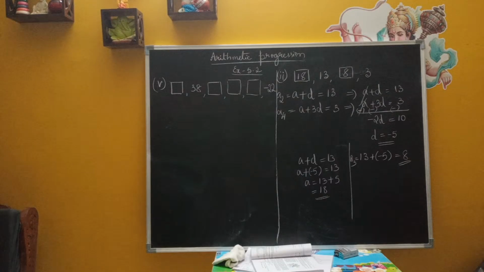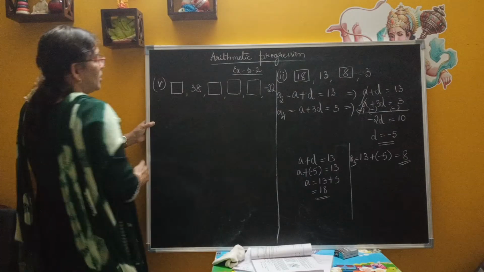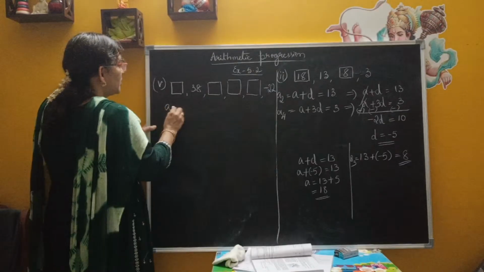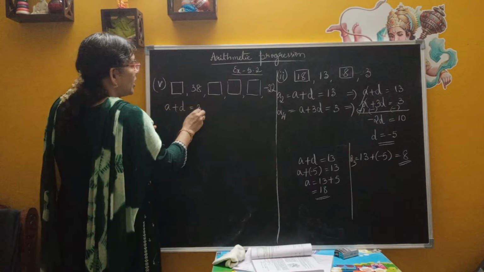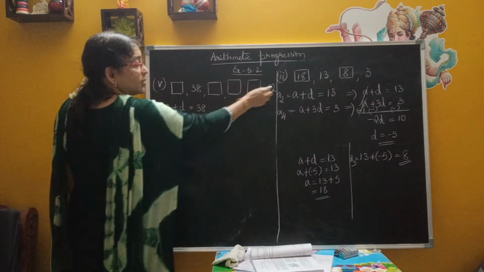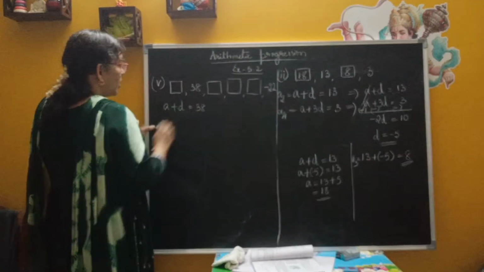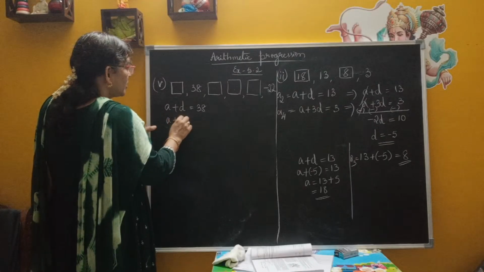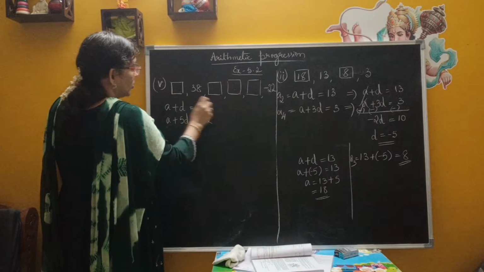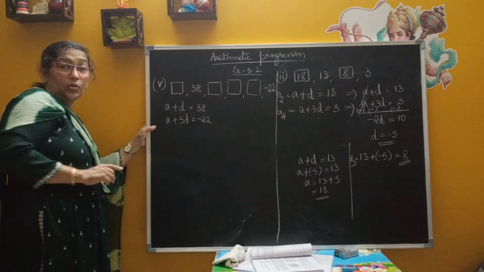Okay, the second term is a plus d. The first term a1 is a. So a plus d is given, it is 38. Now this is 1, 2, 3, 4, 5, 6. The sixth term, how do you write? a plus 5d is equal to how much? Minus 22. Yes. So now you can tell the answer easily.